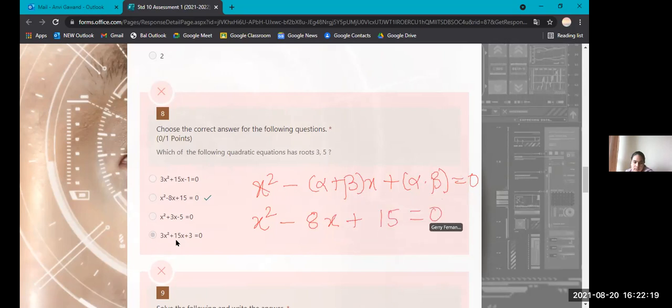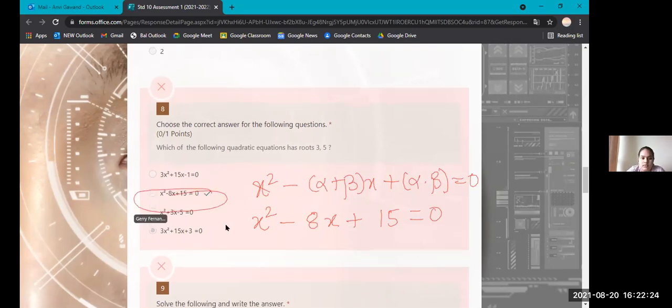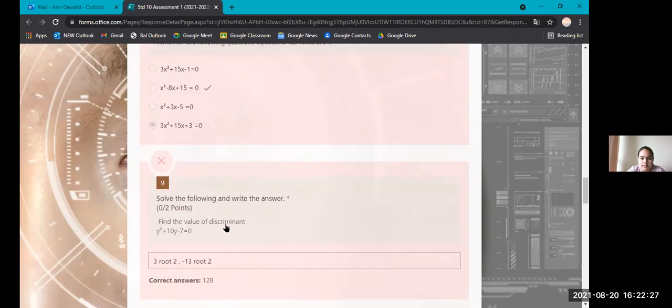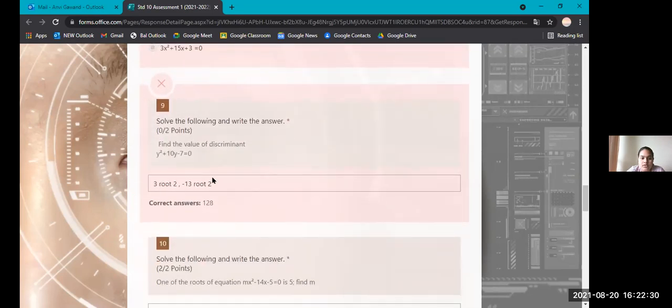So the formula is x square minus alpha plus beta x plus alpha into beta. This is a formula equal to 0. So this becomes x square minus alpha plus beta, that is 5 plus 3 is 8, so 8x plus 5 into 3, 15, equal to 0. So x square minus 8x plus 15. So that is how you get this to be the correct answer. Okay. Shall I go ahead? Yeah. Yeah, this one also I have got wrong.